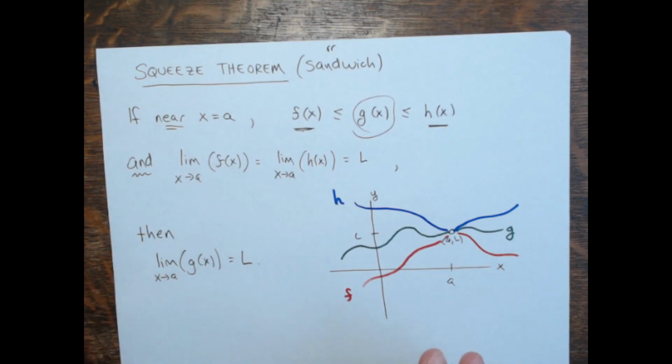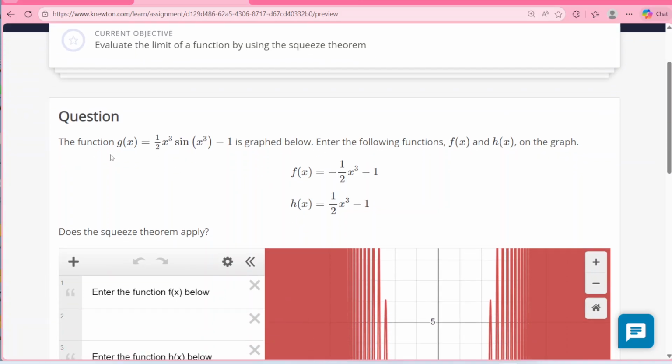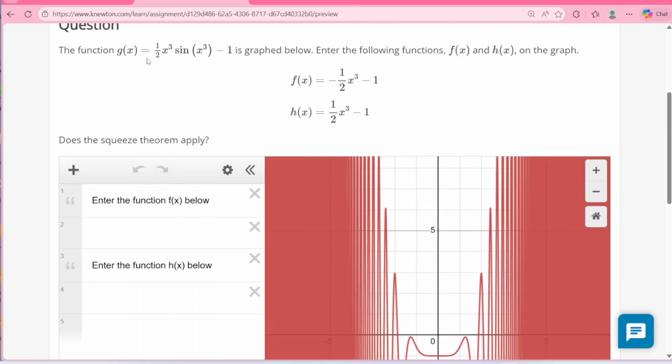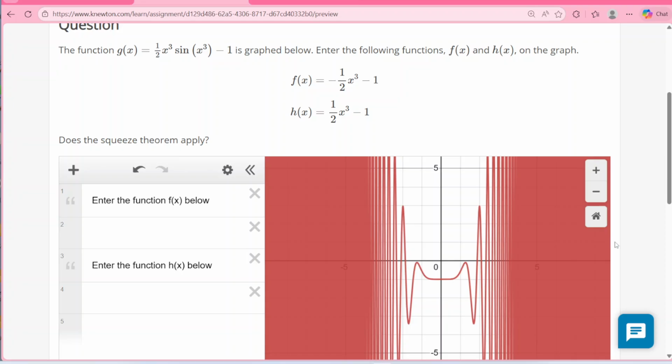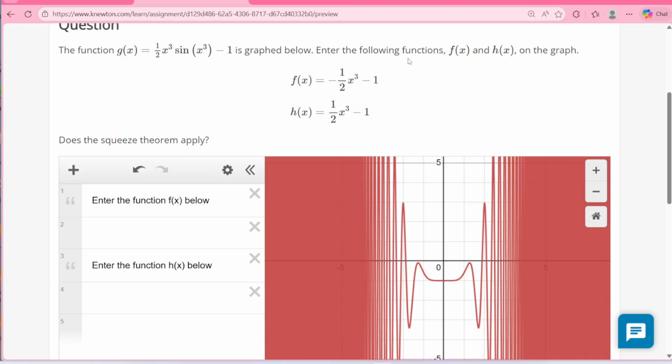Okay. So in this particular problem, the function g is half x cubed times the sine of x cubed minus 1, graphed below. So there's the graph of y equals half x cubed times the sine of x cubed minus 1. This insane graph here. Now you're asked to enter the following functions. It says enter f below. So it's like Desmos, right? They've got Desmos embedded in the assignment.